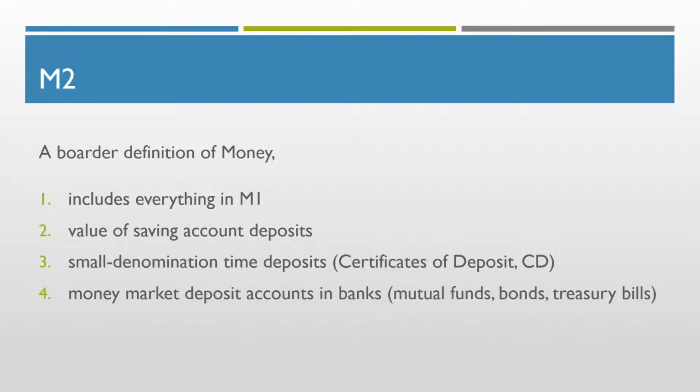It also includes all the values in the money market deposit accounts in the banks, such as mutual funds, bonds, and treasury bills. Those are the deposits that people can make in order to earn interest. So the idea is people give up the liquidity of money to get interest payments in the future.